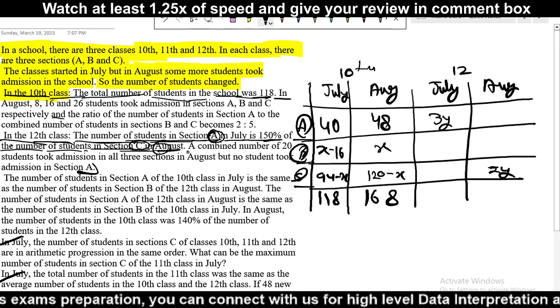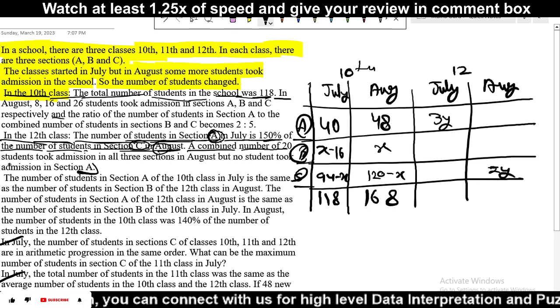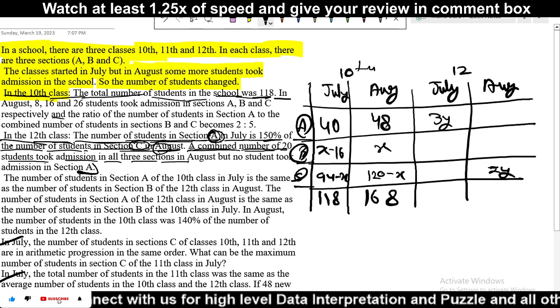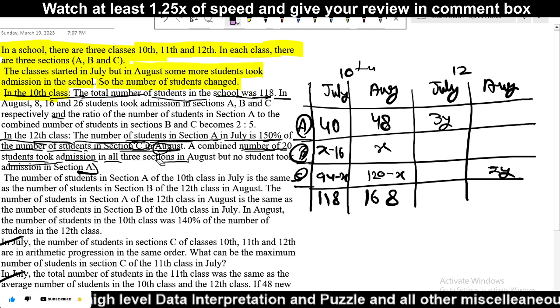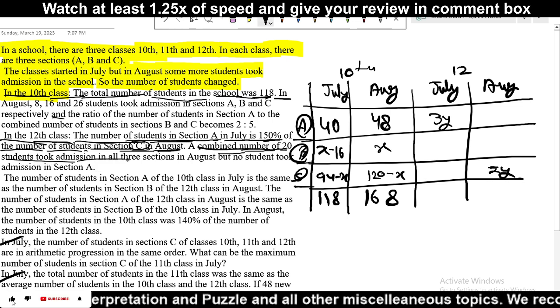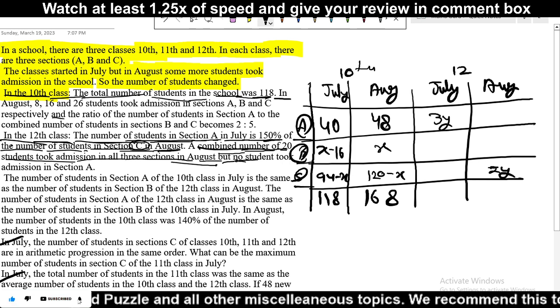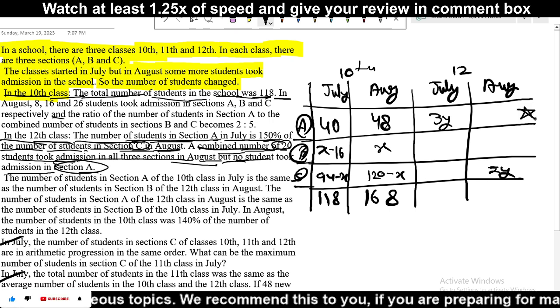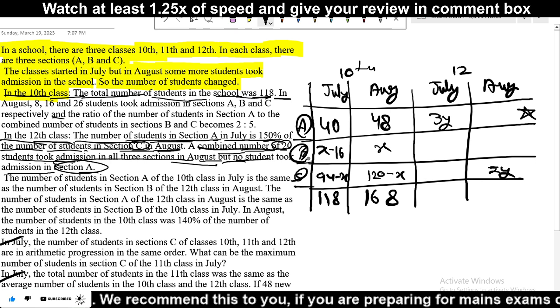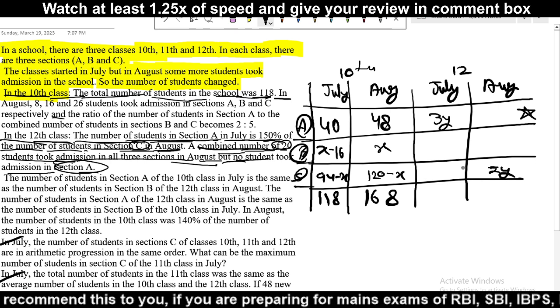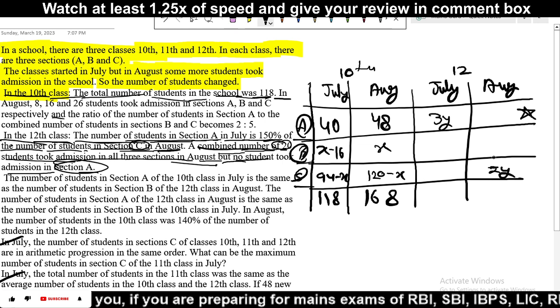After this, a combined number of 20 students took admission in all the three sections. Okay, again clearly read this. A combined number of 20 students took admission in all three sections, but no student took admission in section A. So here no student took admission, so this 20 is the number of students which took admission in only B and C. Okay, I hope you got it.